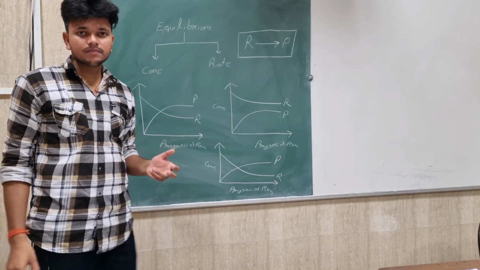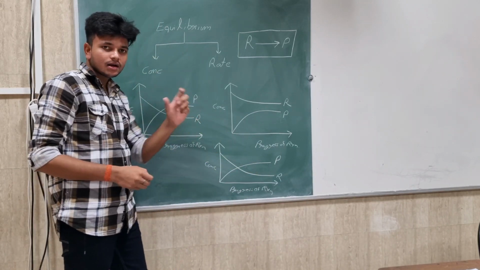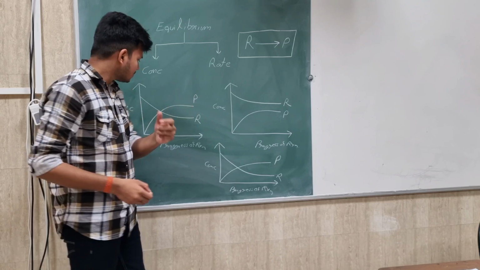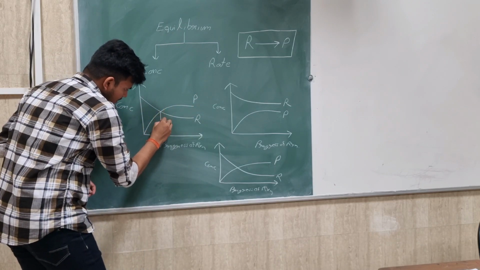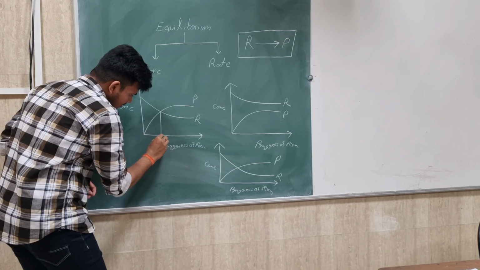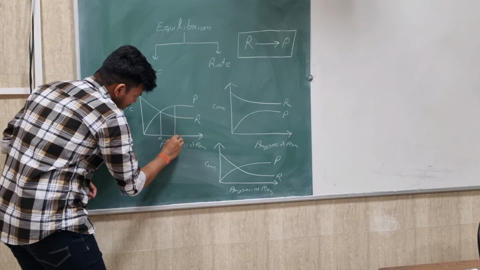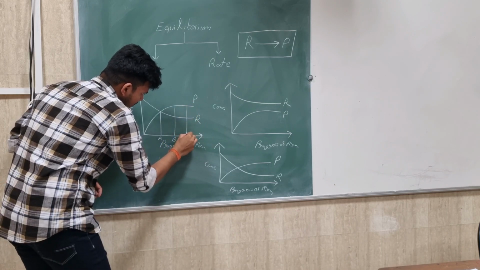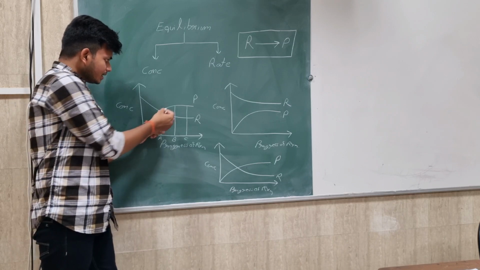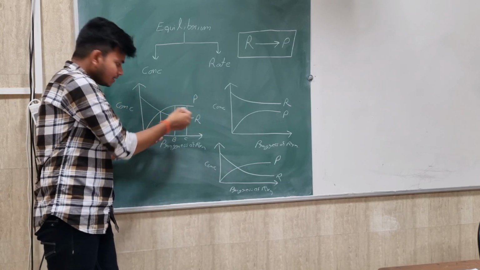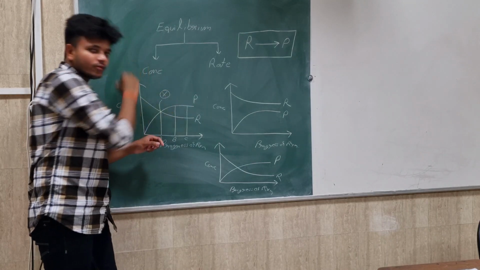What is equilibrium? Equilibrium basically, if reactant and product concentrations are constant, then we call it equilibrium. Let's see. This is the first point, consider A. This is the second point B. This is the third point C. At the first point, the reactant and product concentrations are not equal. That means at point A we cannot achieve the equilibrium point.